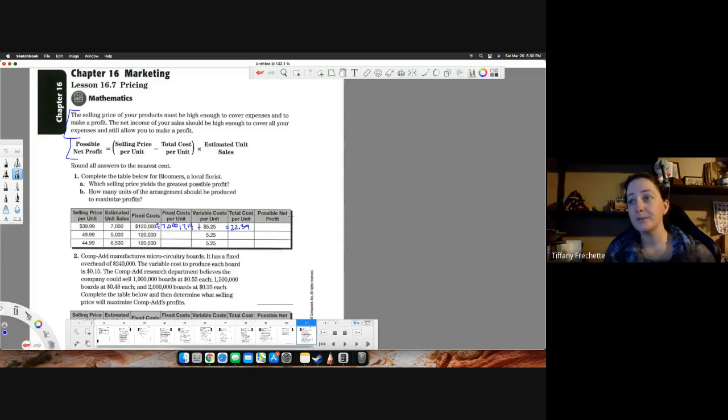And the possible net profit is, first, what we need to do is subtract, because remember, we have to do this whole formula here. So we're going to go $39.99 minus what it costs us to have the unit in the building. And then we're going to multiply that by how many we estimate to sell. So in this case, they're estimating the 7,000 if they have it at the price of $39.99. So we're going to multiply by 7,000.